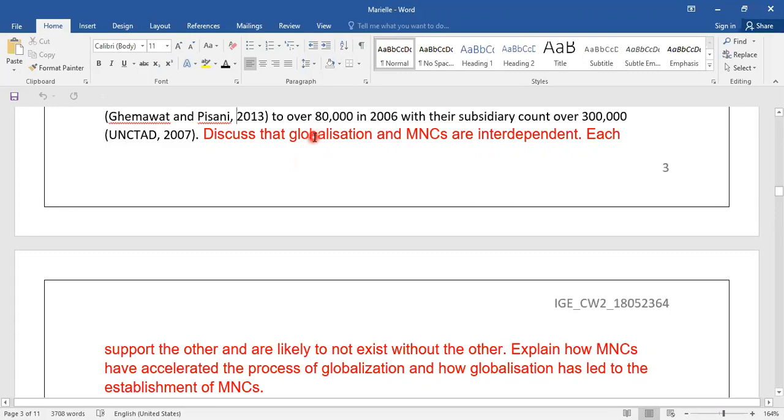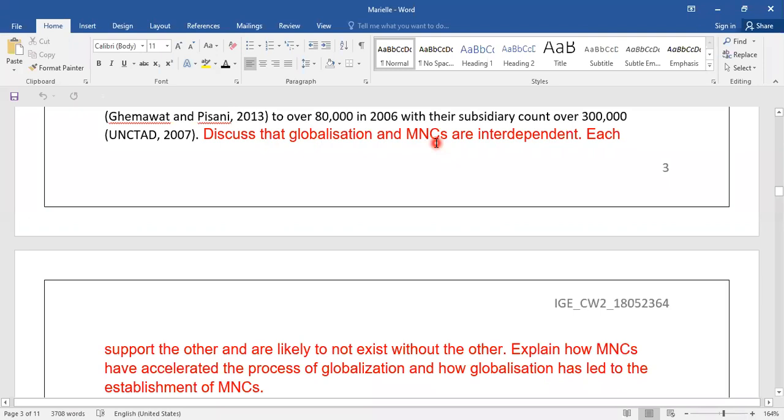Globalization happens through reduction of protectionist barriers, governments being more receptive to trade. If governments were not receptive to trade, there would be no MNCs. So students, another common error that I've seen is that students have not discussed this sentence that MNCs and globalization are interdependent. You need to make the statement clear and explain how each contributes to the other, how MNCs contribute to globalization, and how without globalization, there'll be no MNCs.